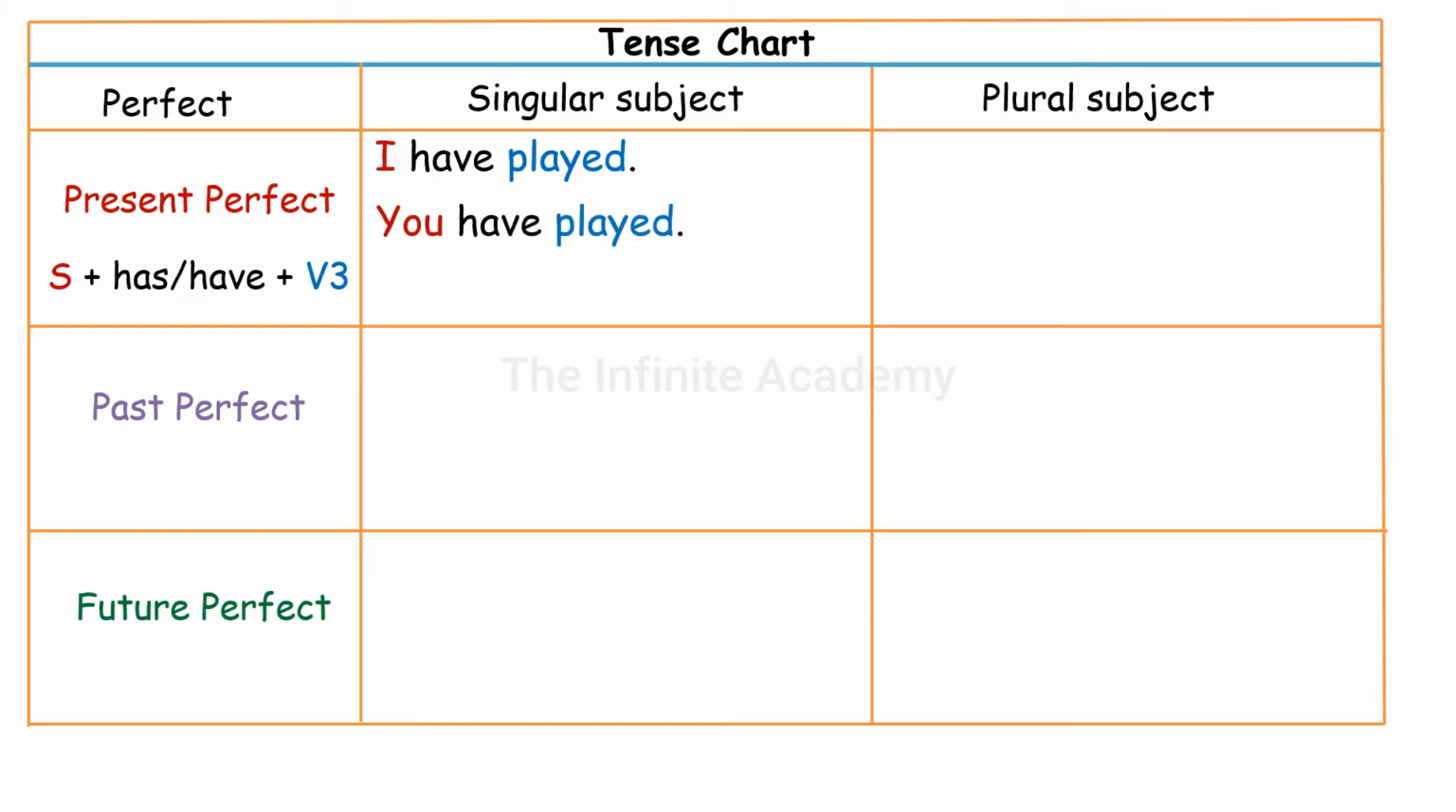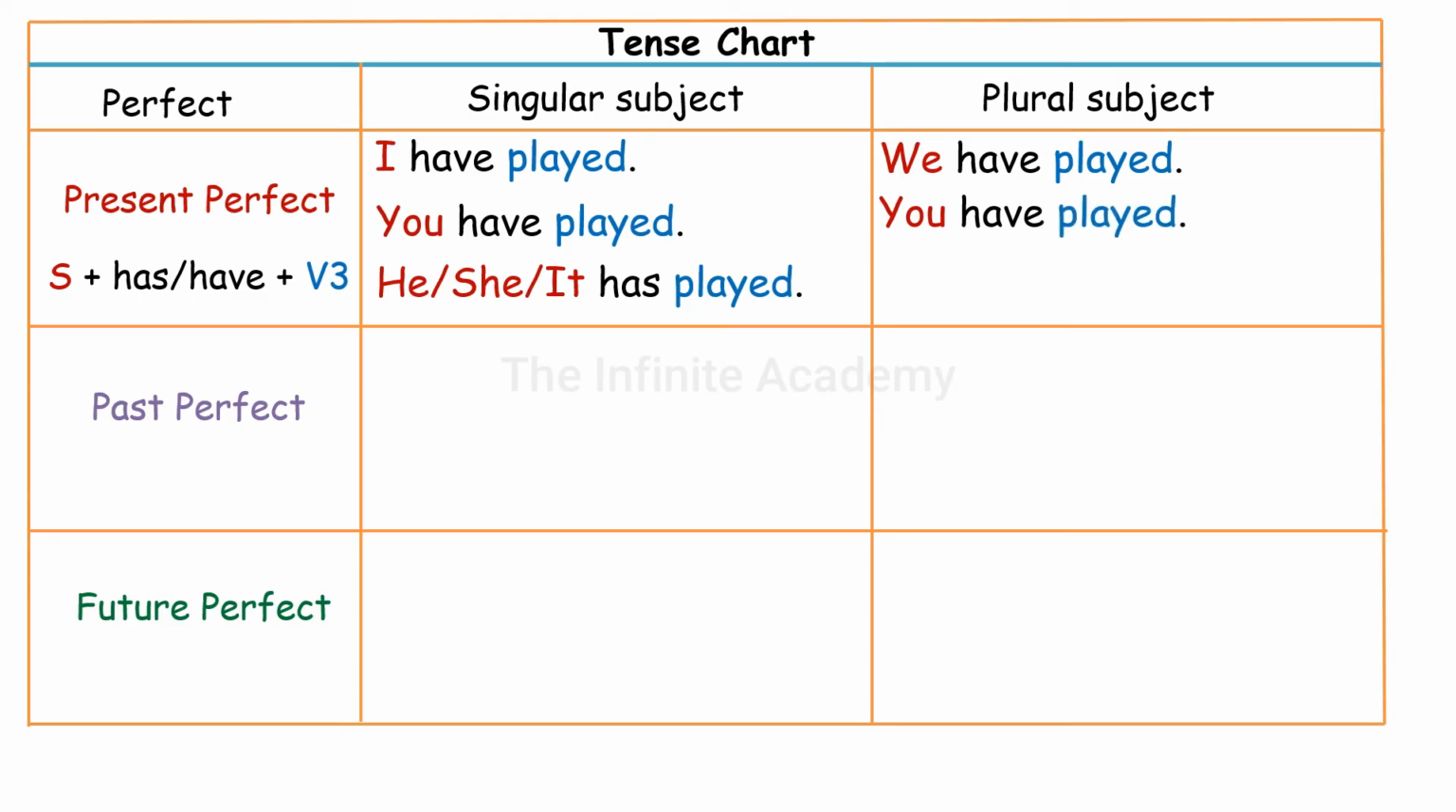You have played. He, she, it has played. We have played. You have played. They have played. Rule for past perfect. Sentence begins with a subject plus had plus verb in its participle form.